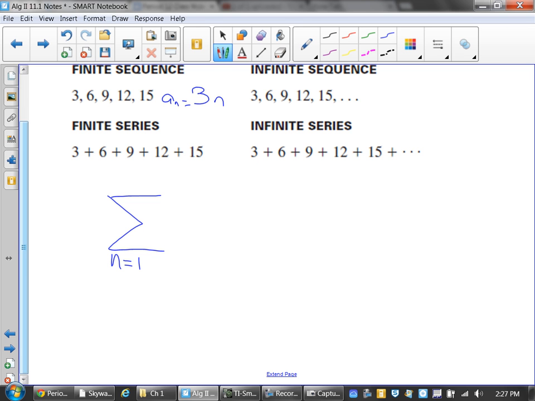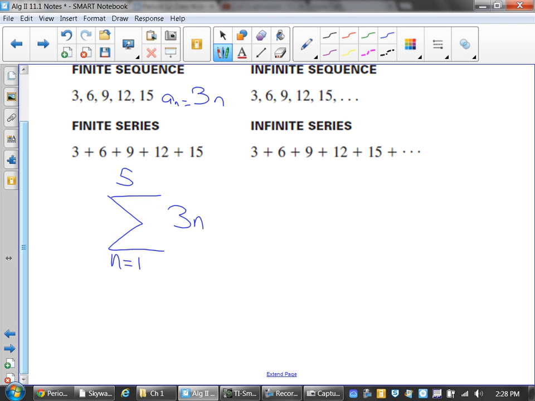How many numbers are in that series? There's 5 of them. So I'm starting at my first term, and I'm going to add up 5 of them. And what am I adding up? What rule am I adding? I'm adding 3n. That stands for 3 plus 6 plus 9 plus 12 plus 15. That's how you convert things into what's called summation notation.